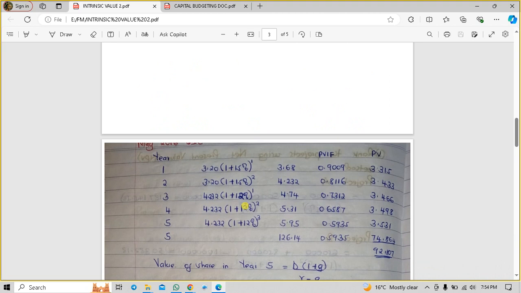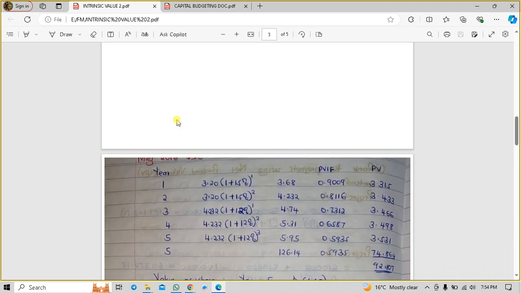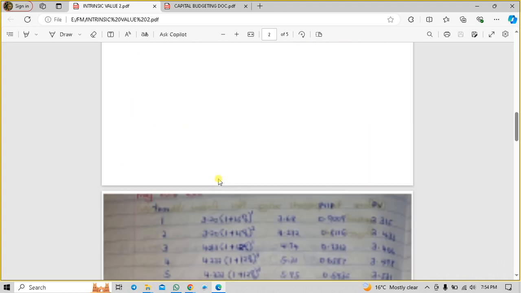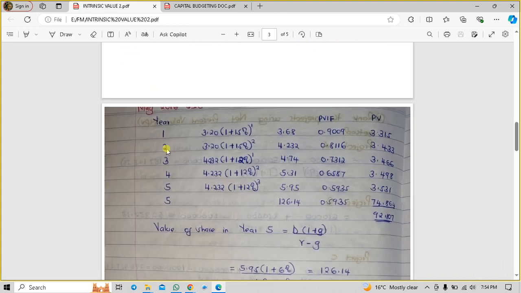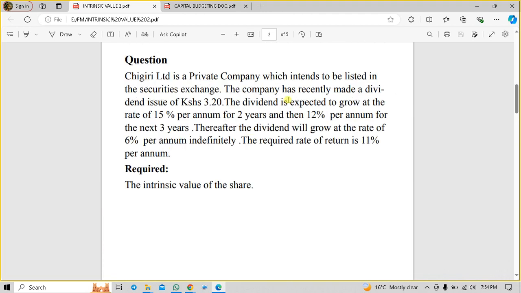So method 1 is this one. It's very easy. What you do, you're going to create a column that is called year. We're going to start with the years. According to this question, the dividend is expected to grow at the rate of 2 years. So we have year 1 and year 2.